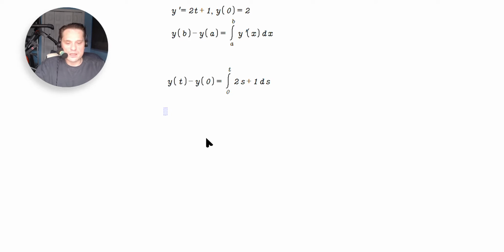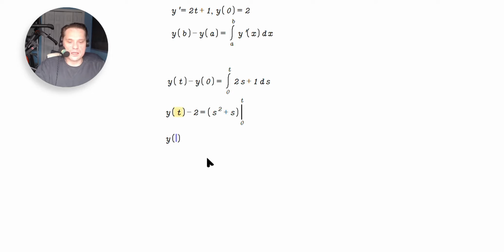So now we can say y of t. We don't know what that is. And then after that, y of 0 is equal to 2, so you say minus 2. And then you can actually do the anti-differentiation. So the antiderivative of 2s plus 1 would be s squared plus s, and then you have the limits of t on top and 0 on the bottom. And then you go through that.